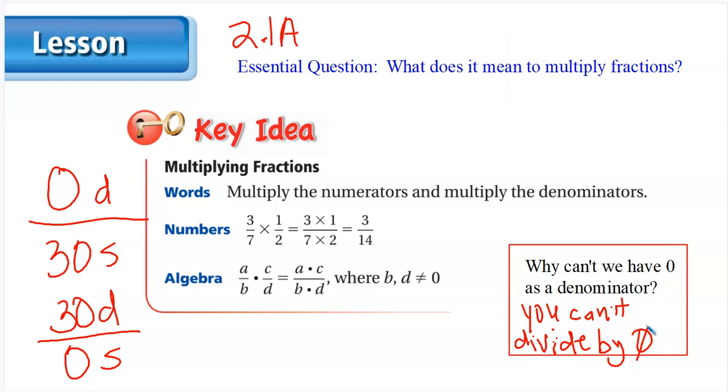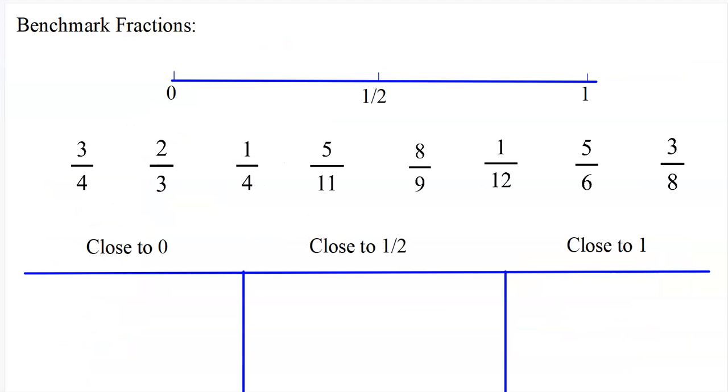Doesn't even make sense. Okay, so now let's take a look at some benchmark fractions, right? So if I have this fraction number line from 0 to 1, you can see I have 1/2 here. If I take a half of a half, it's a fourth. So there's another fourth. So this is 1/4. And this would be, if I wanted to keep it in fourths, that would be 2/4. This would be 3/4.